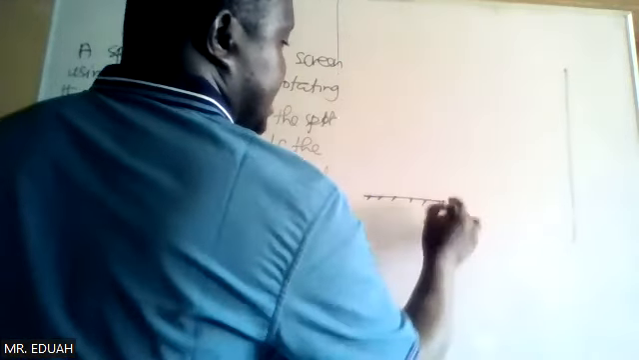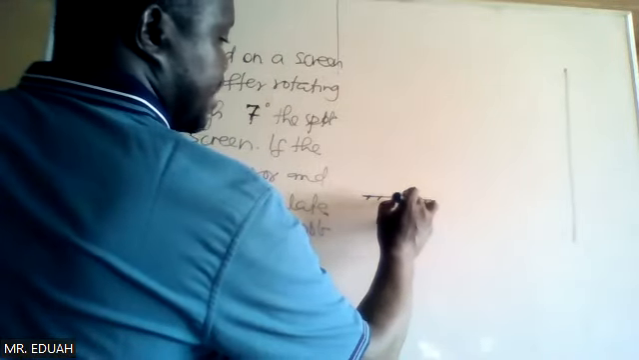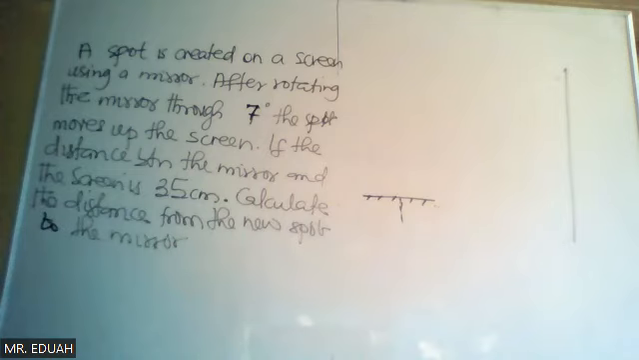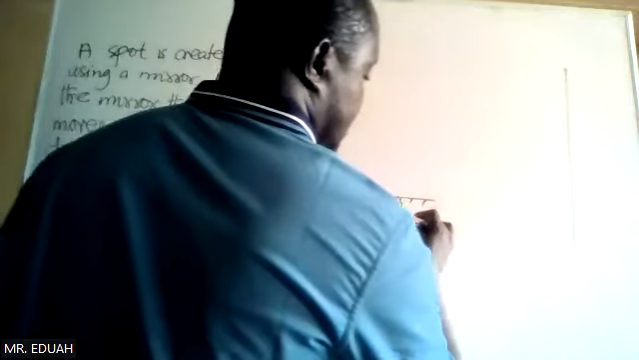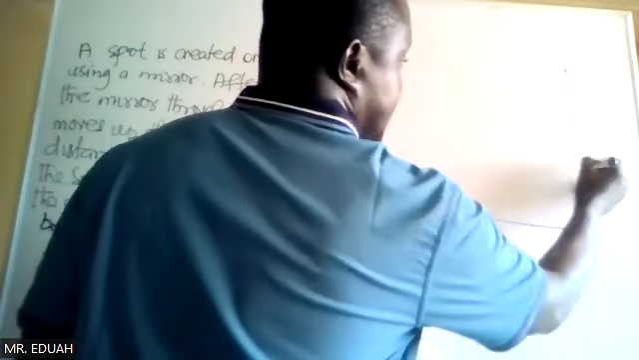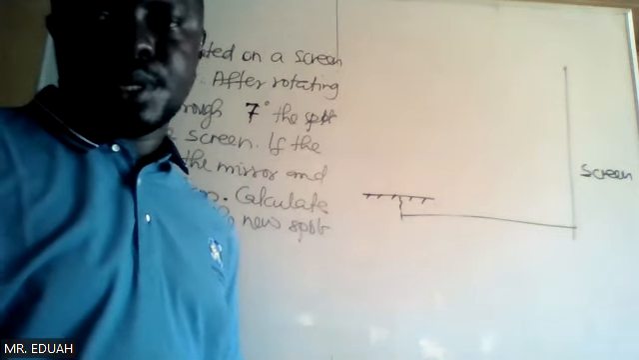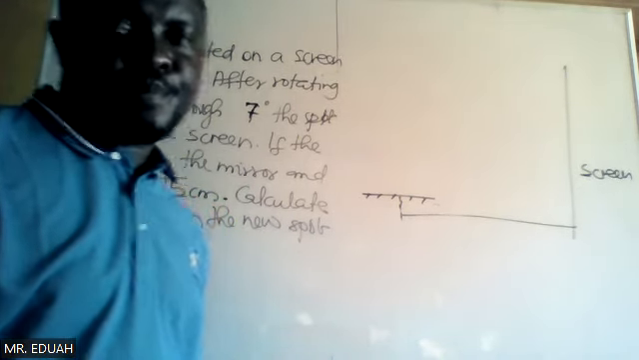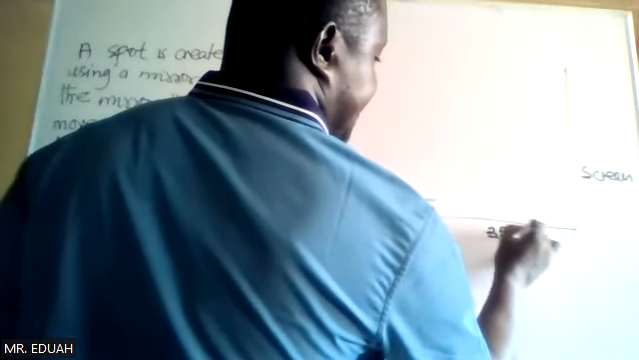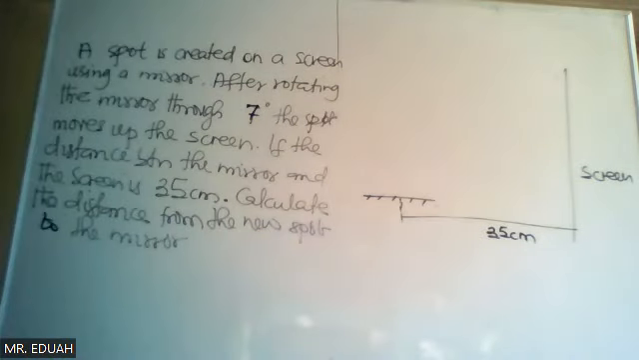We are told that the distance from the mirror, usually we take the measurement from the center of the mirror. The distance between the mirror and the screen is 35 centimeters. So this distance, this is a screen. And this distance is what we are given, 35 centimeters. So a spot is created.